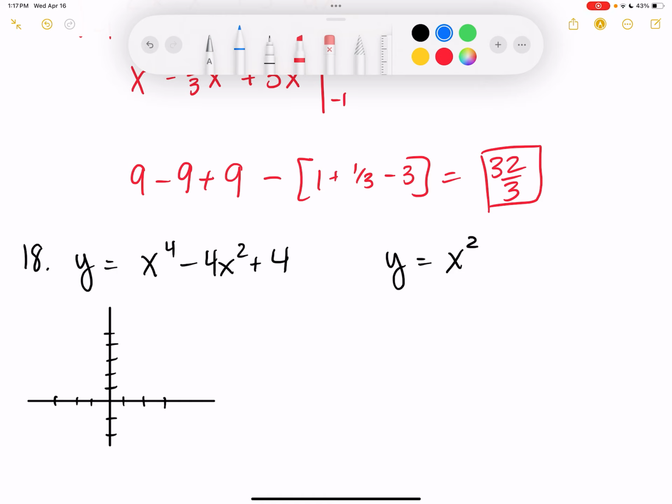So this would have a vertex at 0, 0. And it would be going up. Actually, let me do this. At 2, it would be 4. Negative 2 would also be 4.